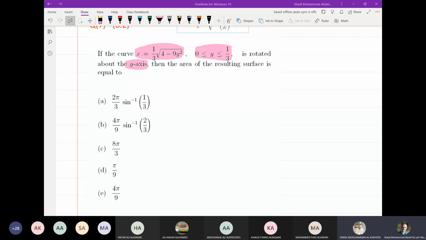Doctor, in the equation 2 pi y, sometimes it is 2 pi x. Yeah, if the revolution is about the x-axis. It's not the opposite. What do you mean by opposite? If the revolution is about the y-axis, it will be 2 pi x. If it is about the x-axis, it will be 2 pi y.